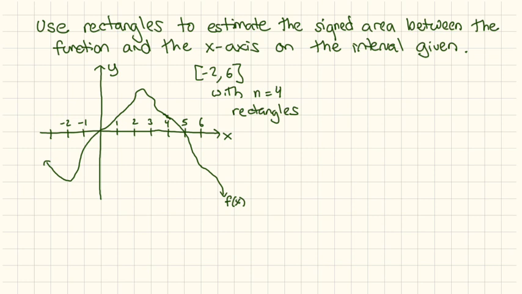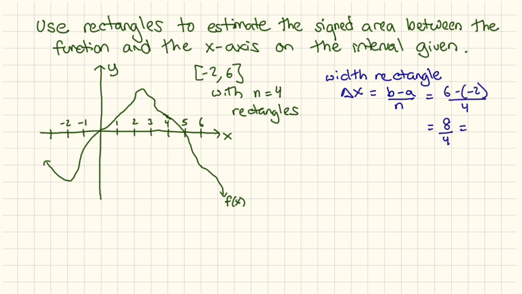First thing we need to do is figure out how wide each rectangle needs to be. So the width of each rectangle is given by delta x, and this is our little formula for delta x. B is the upper bound, A is the lower bound, and N is the number of rectangles. And that gives us a width of 2. So each rectangle needs to have a width of 2.